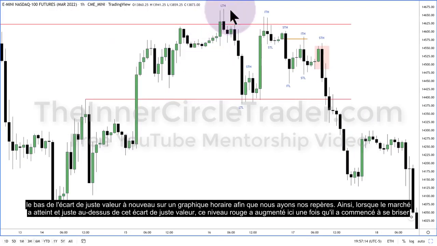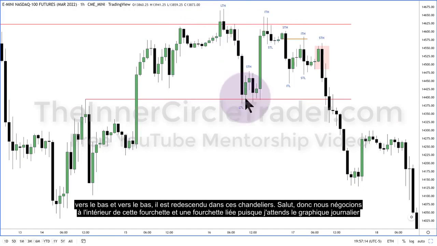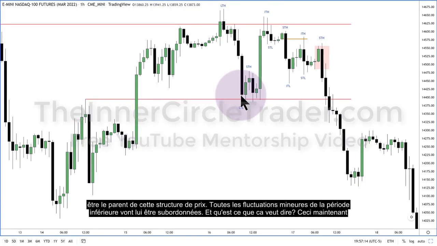So when the market traded up into and just above that fair value gap high, this red level here, once it started to break down and go lower, it traded back down into this candlestick's high. So we're trading back inside this range, and we're range bound. Since I am expecting the daily chart to be the parent of this price structure, all minor lower time frame swings are going to be subordinate to it. And what does that mean?